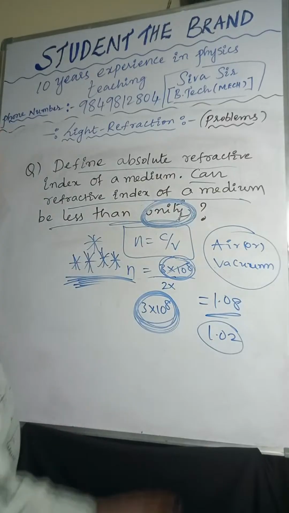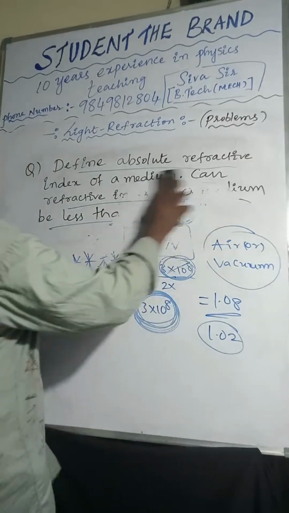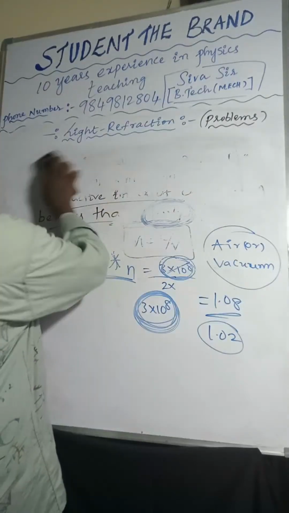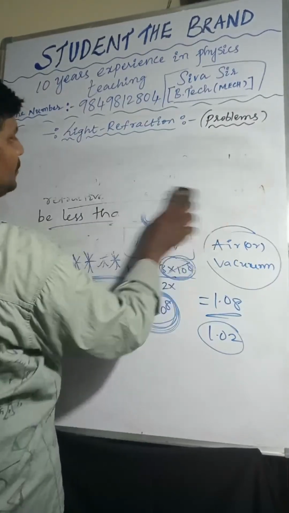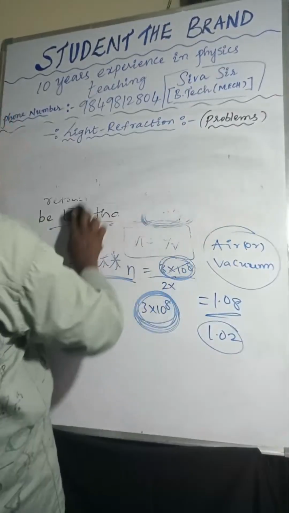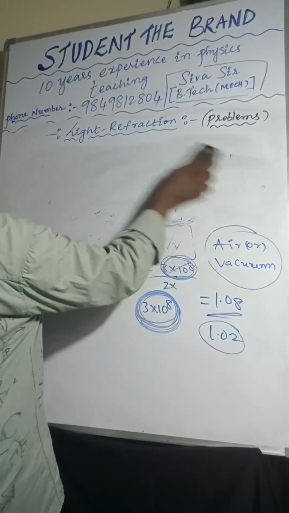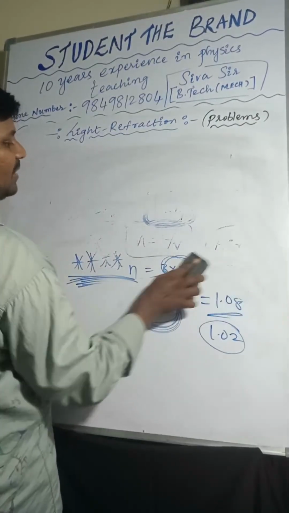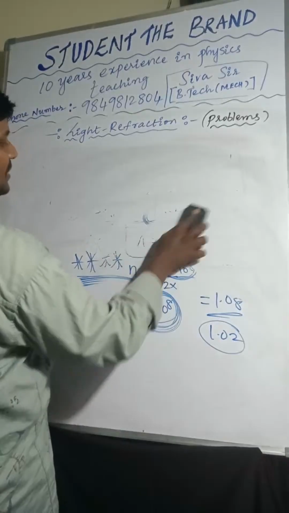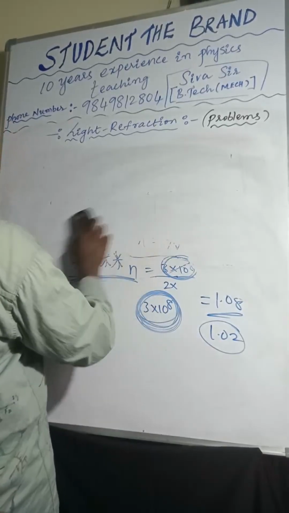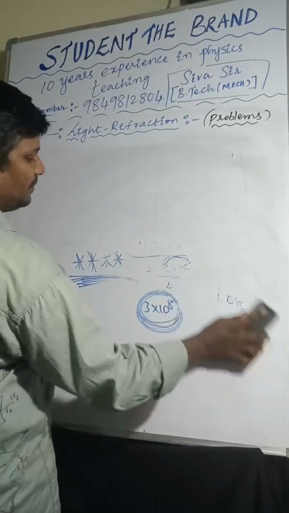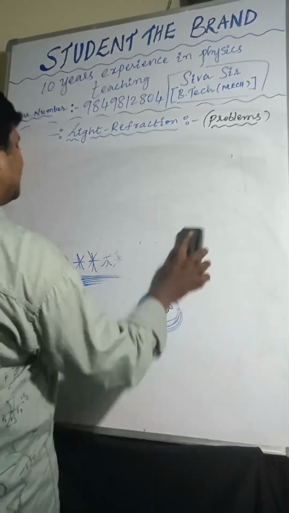Definition of refractive index. The path of the light, the direction of the light, changes at the interface of the two media when it is moving from one medium to another medium. If you want to write it with technical words: the direction of the light changes when it is moving from one medium to another medium.